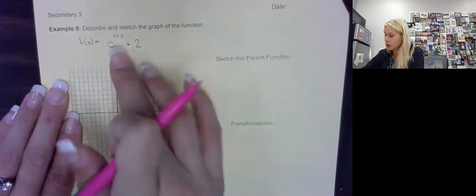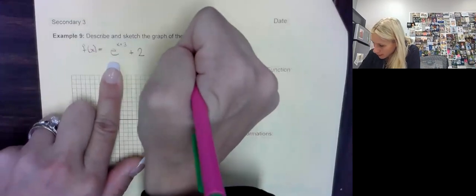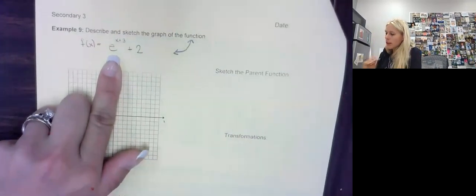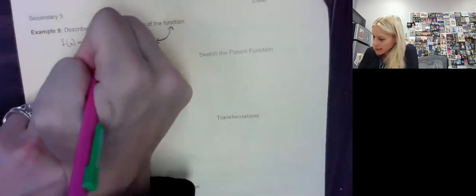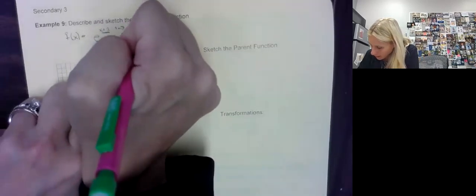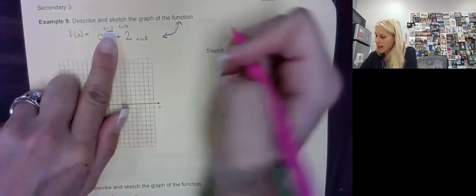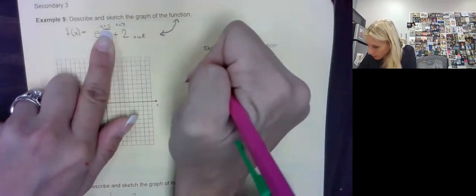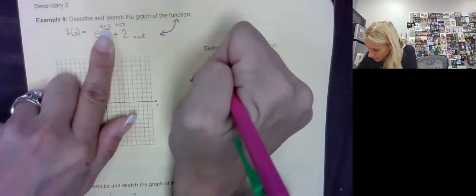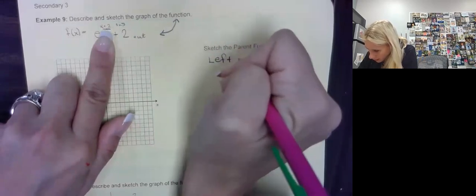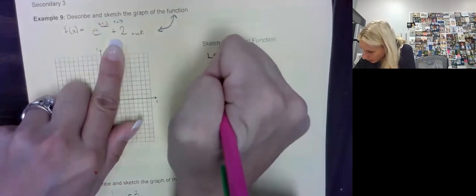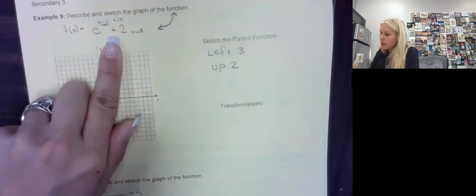More left. Let's just sketch these because this is exponential. Do you guys see? I see right here that it's exponential. So I know this is the parent function. So let's talk about what's happening. This is on the inside. Okay, inside, outside. So remember, inside we do the opposite to what we see. I see an adding 3, so that would be to the left 3 and up 2.